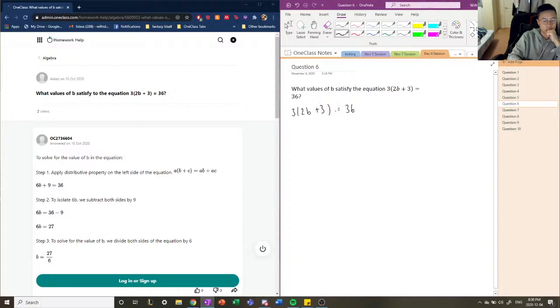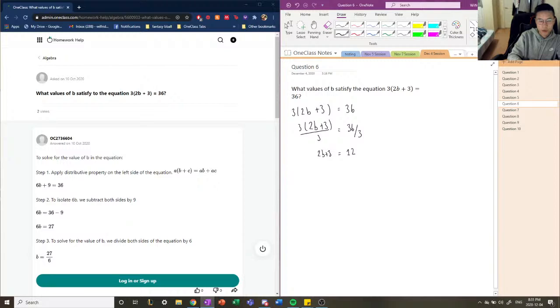So due to the nature of the equation, we can divide both sides by 3. So 2b plus 3 divided by 3 is just 1. Let me write this all out here: equals 36 divided by 3. Okay, so we get 2b plus 3 equals 12. So this equation is still true. We just got rid of the 3.